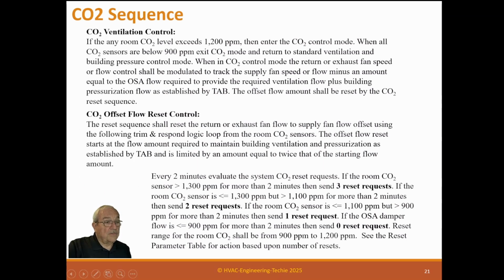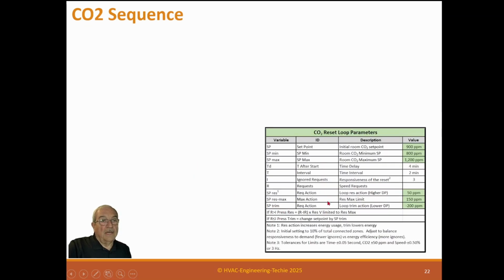So this is a standard reset sequence like we've been saying, but it applies to the CO2 sensors. Now, one thing about CO2 sensors is they make really good sensors, they make really bad sensors. So if you don't have a really good sensor that maintains its set point over time, you're going to have to calibrate these often. Because I've seen CO2 sensors be off by 400 or 500 parts per million. So they will drive this reset crazy if you don't have really good sensors or if you don't keep them maintained. And here's the CO2 reset loop parameters.